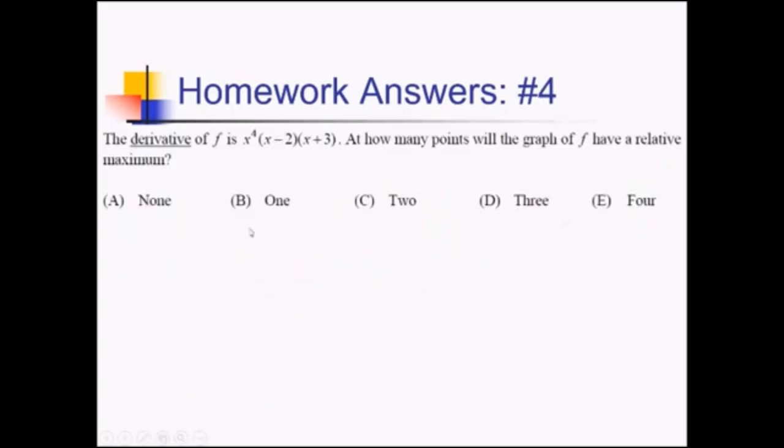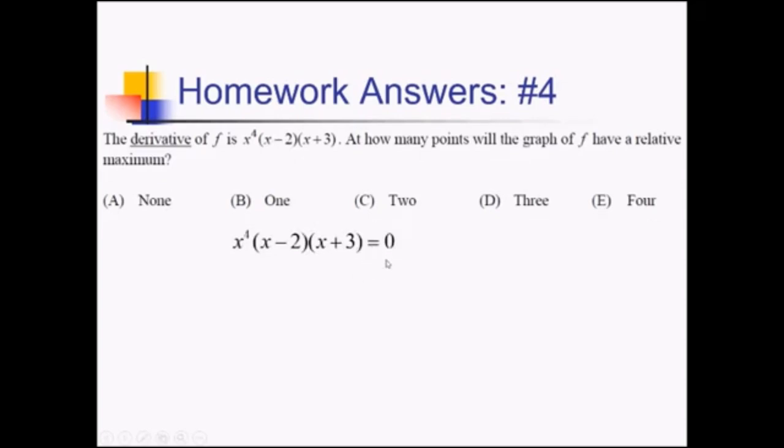On this problem, they're telling us that the derivative of f is this x to the 4th and all the rest of it term here. At how many points will the graph of f have a relative max? Now, you have to be careful here because they're giving you the derivative already. Normally, when we look for relative maxes, we take a derivative and do sign analysis, but this is the thing you're going to do sign analysis on. So let's just set this equal to 0, get our critical values, and get to it.